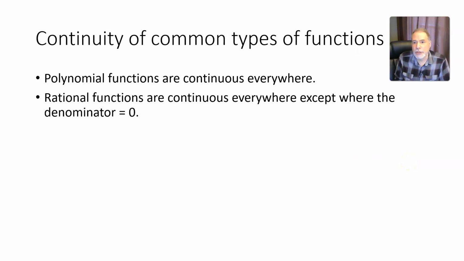And rational functions, those that are a polynomial over another polynomial, a ratio of two polynomials, are continuous everywhere except where the denominator is equal to 0. If the denominator is 0, then of course the function would be undefined at that point, and you could have a removable discontinuity at a point like that, because the limit could still exist, or you could have an infinite discontinuity. And that would happen if the denominator approaches 0, but the numerator does not.